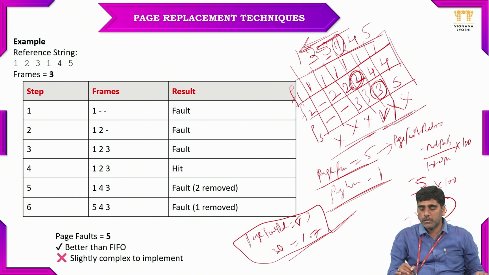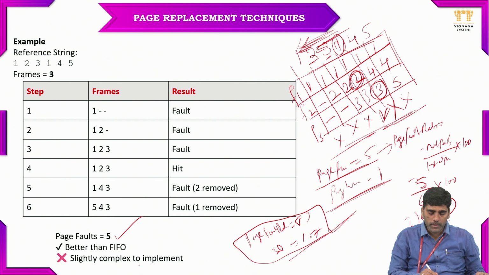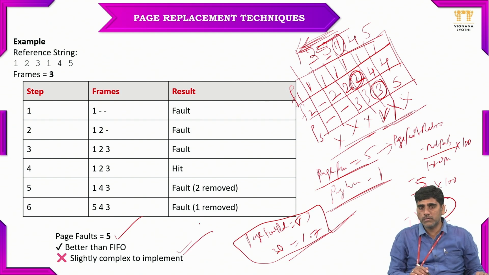It always checks which page in the page string has been used for the longest time. That means since last time what page we used, remove that page and replace it with the new page. Here the page faults are 5, and the advantage is that it is better than FIFO. But we cannot say that this is the best algorithm. It is slightly complex to implement because we need to compare the previously used pages. Why are we comparing? Out of these previously used pages, which page has been used the longest time ago?